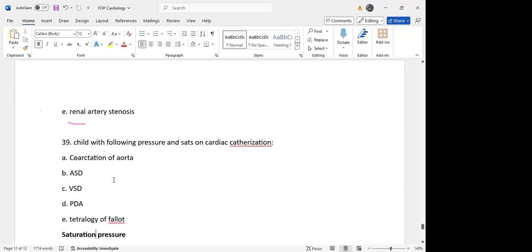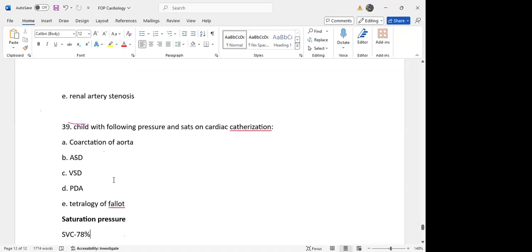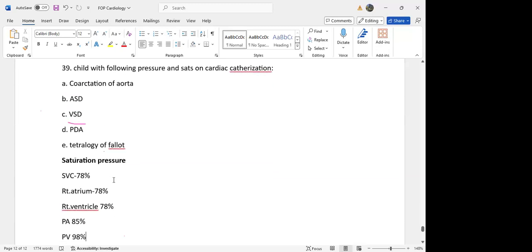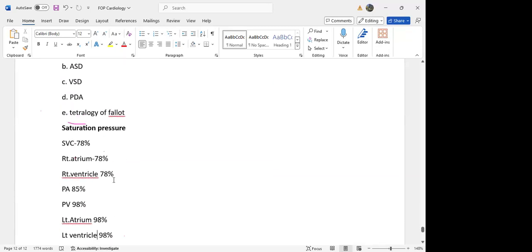Child with the following pressures and saturation on cardiac catheterization. So this is a cardiac catheterization question. Who is going to do it?